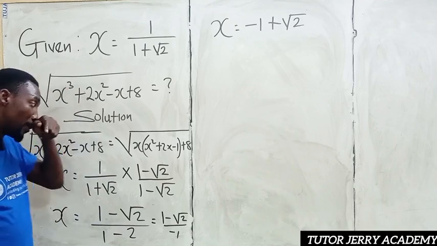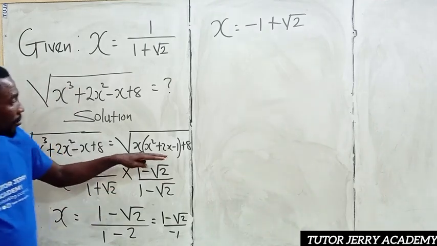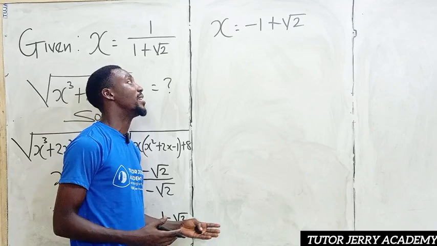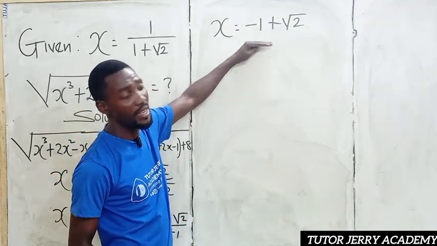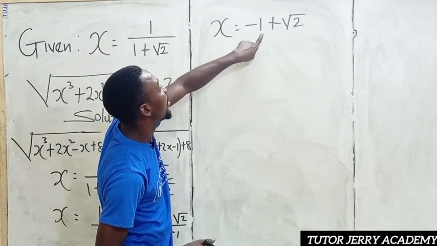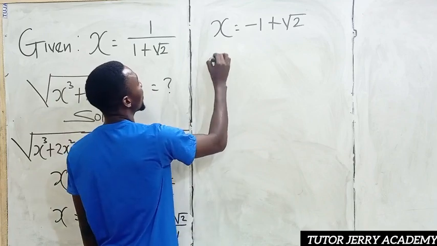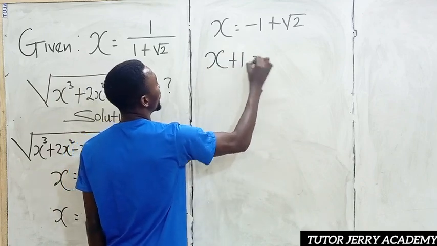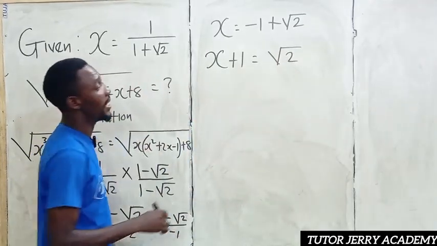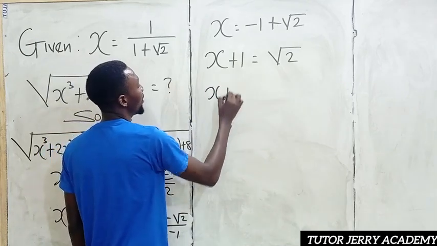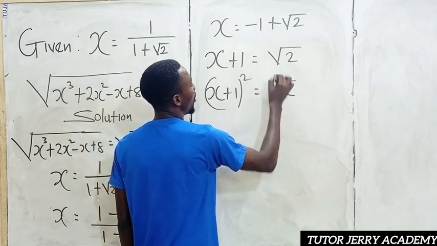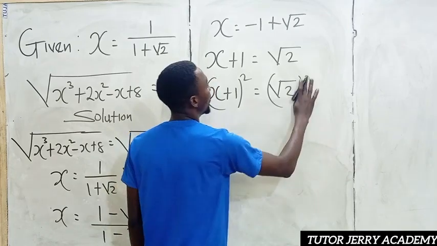Now let's come back here. Here we have x squared plus 2x minus 1. So what I'll be doing is manipulating what we have here to get what is here. Let me bring this minus 1 to this side. So I'm going to have x plus 1 equal to root 2. If I square both sides, I'm going to have x plus 1 all squared equal to root 2 all squared.